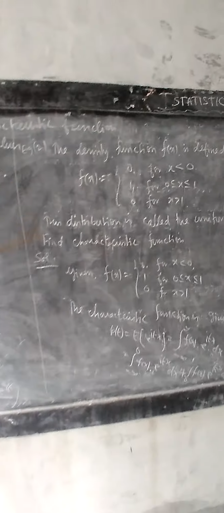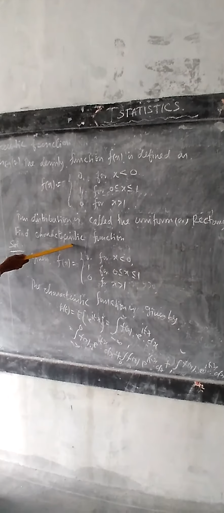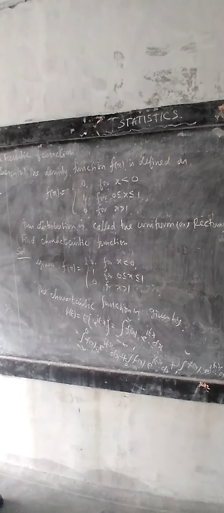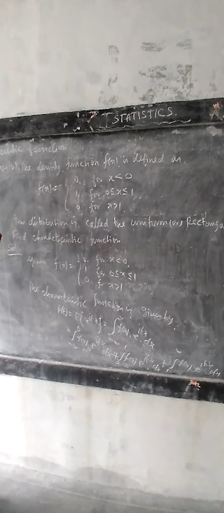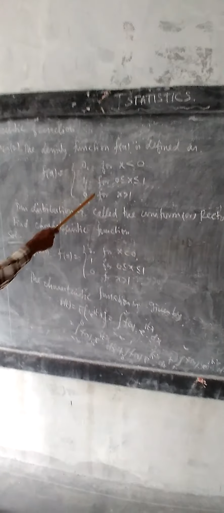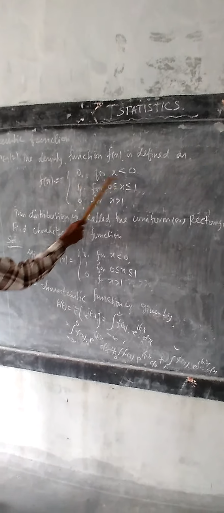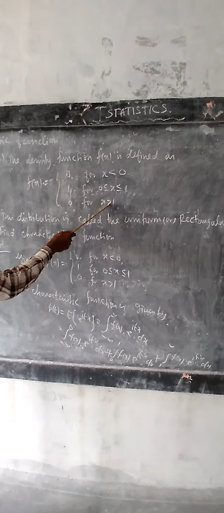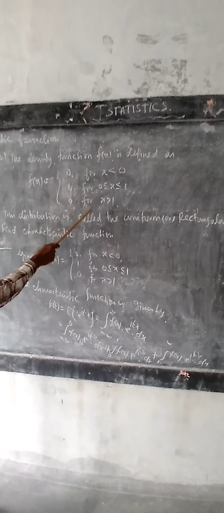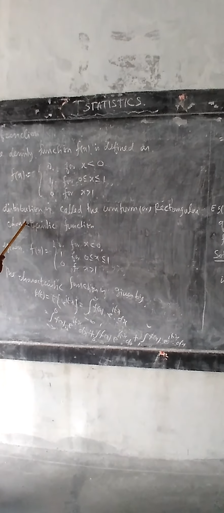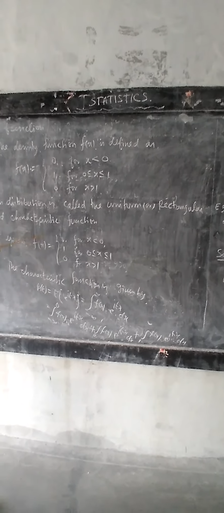Then we are going for the next example. The density function is given, and you have to find out the characteristic function. Earlier the probability mass function was given, which is the discrete case, but here this is the continuous case. x is less than 0, then x lies between 0 and 1, then x is greater than 1. There are three ranges. This is called the uniform or rectangular distribution, for which you have to find out the characteristic function.